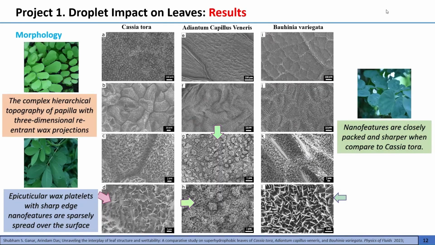In the BV, that is Bauhinia variegata, you can see at the 1 micron scale that it has similar nano features to those present in Cassiodora, but the only difference here is that these nano features are very closely packed near to each other and the distance between them is very less. That is, closely packed.